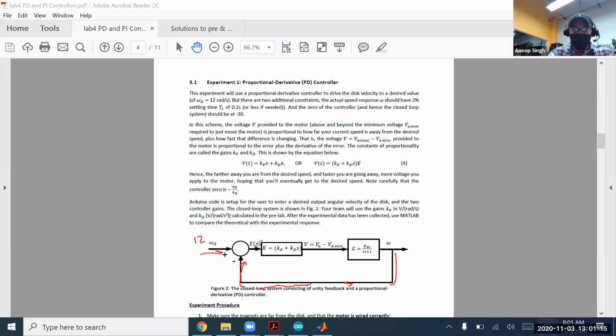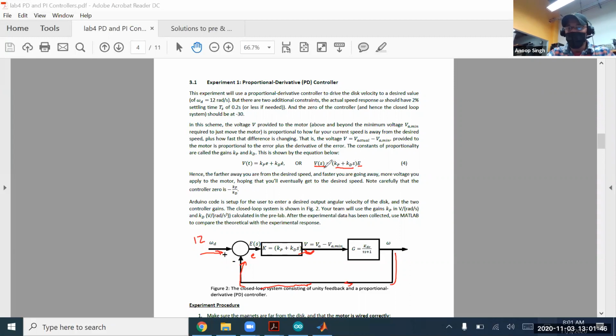The difference between 12 and the measured speed is this error. And then the proportional derivative controller, PD controller, is going to use this error to calculate V, which is the over and above voltage. Now, why is this called a PD controller? The reason is very simple, because this is a transfer function, Kp plus Kd s. And so the meaning of the transfer function is that the output V is the transfer function multiplied by the error.